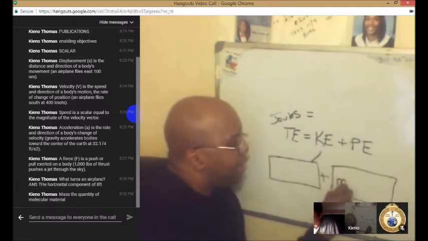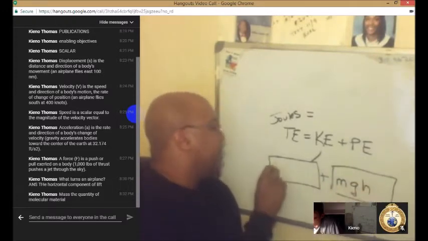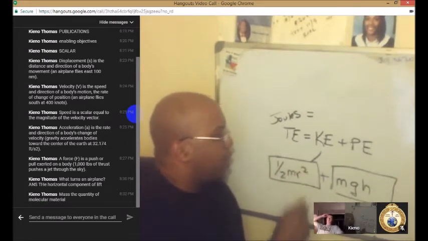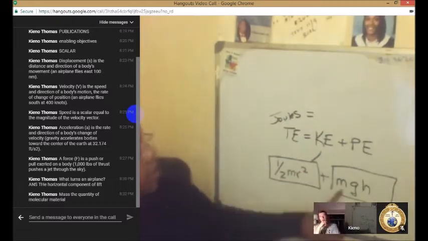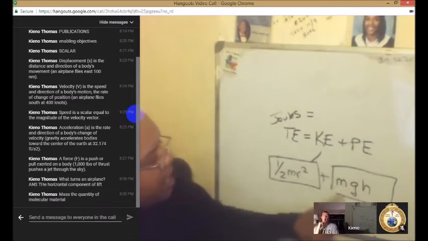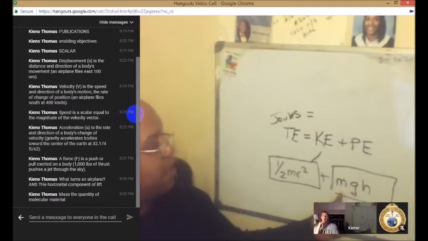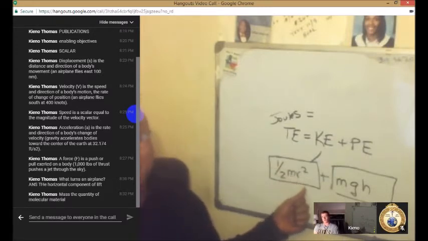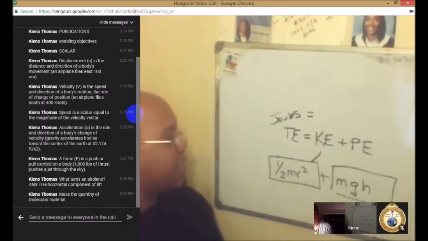Potential energy is mass times gravity times height. And then kinetic energy is 1/2 mv squared. So mass times gravity, gravitational pull, which is 9.8 meters per second squared. The mass will be in kilograms with system international units, SI units. And the height will be in meters normally. 1/2 mv squared for kinetic energy: mass times velocity, how fast it is moving in meters per second.